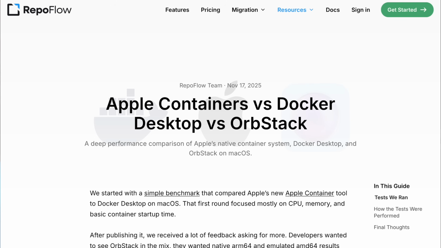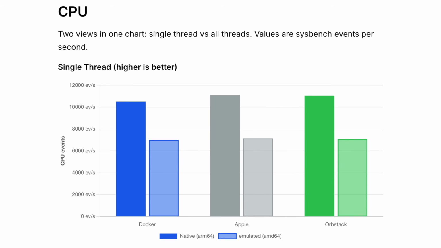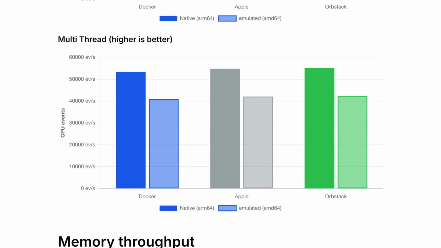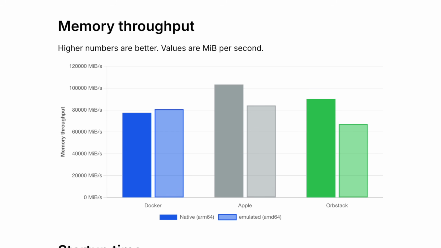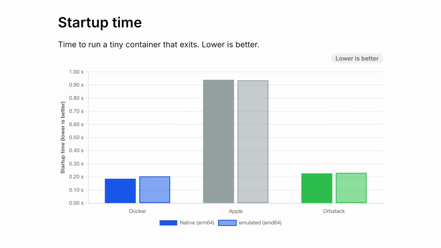If we actually look at some benchmarks that RepoFlow did here, comparing Apple containers with OrbStack and Docker Desktop, we can see the results aren't actually too bad. It's hard to tell here, but Apple Containers actually does achieve the most single-threaded CPU events, but OrbStack was pretty close, there are fractions in it, and that same story continues when we go to multi-threaded as well. They all perform very well. Where Apple does seem to pull a bit of a lead though is in memory throughput, with OrbStack coming in second and Docker Desktop last. But when it comes to startup times for a tiny container, it seems that Apple does have some work left to do here, but it is still sub-second. It's just Docker Desktop and OrbStack do it in less than a quarter of a second.